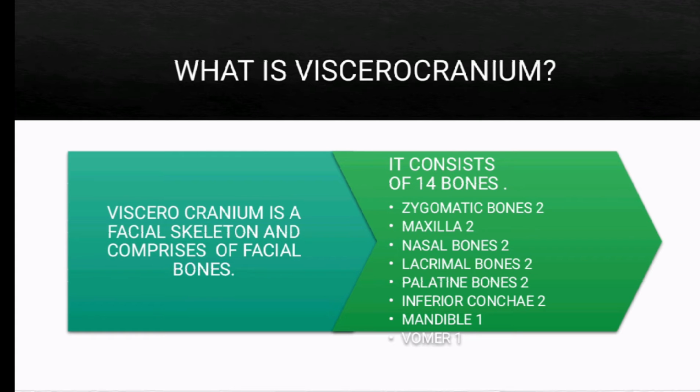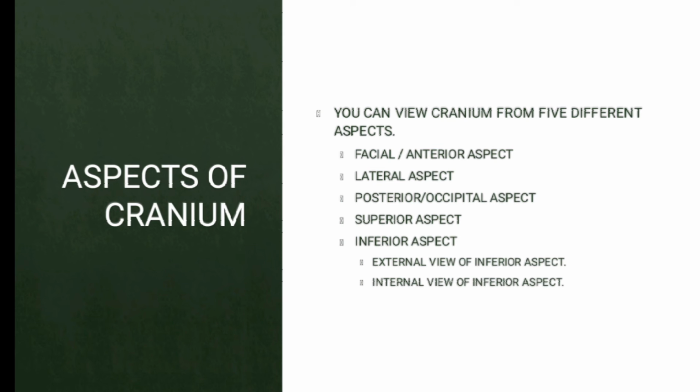So what is viscerocranium? Viscerocranium is a facial skeleton and comprises the facial bones, and it is made up of 14 bones: 2 zygomatic bones, 2 maxillary bones, 2 nasal bones, 2 lacrimal bones, 2 palatine bones, 2 inferior concha, and 1 mandible and 1 vomer make up the viscerocranium. So a total of 14 bones make up the viscerocranium.